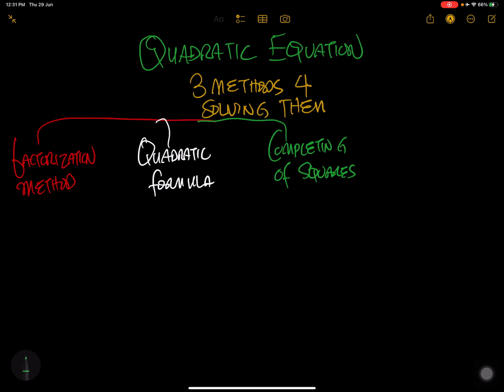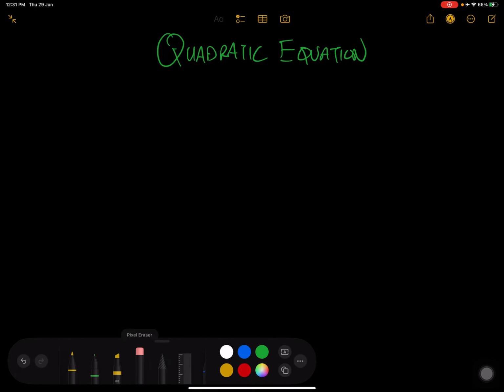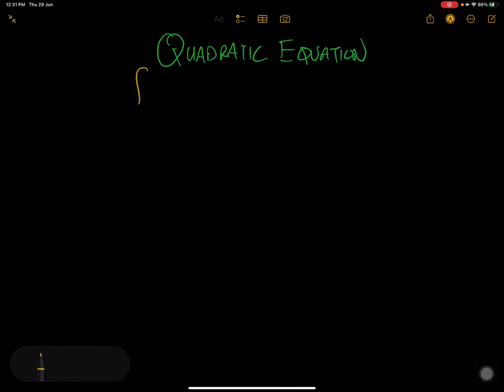So we are going to start with the quadratic equation, but focusing on the factorization method. What does it say? We're going to look at factorization in two ways.